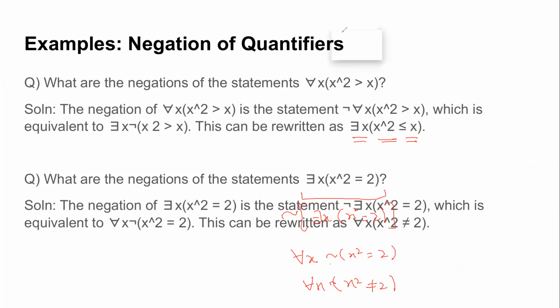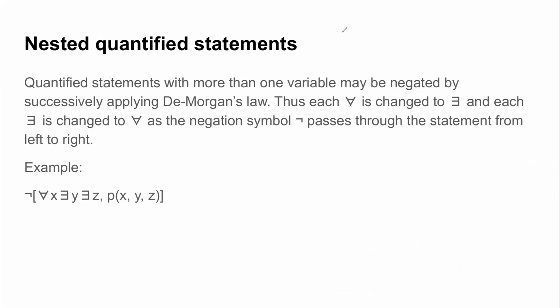Okay. So let me just move to the last topic and then we'll stop. The nested quantified statements. Now we have seen examples where we had one quantifier, but what if you have a nested quantifier? Nested means you have a number of quantifiers applied together and then you have to negate.